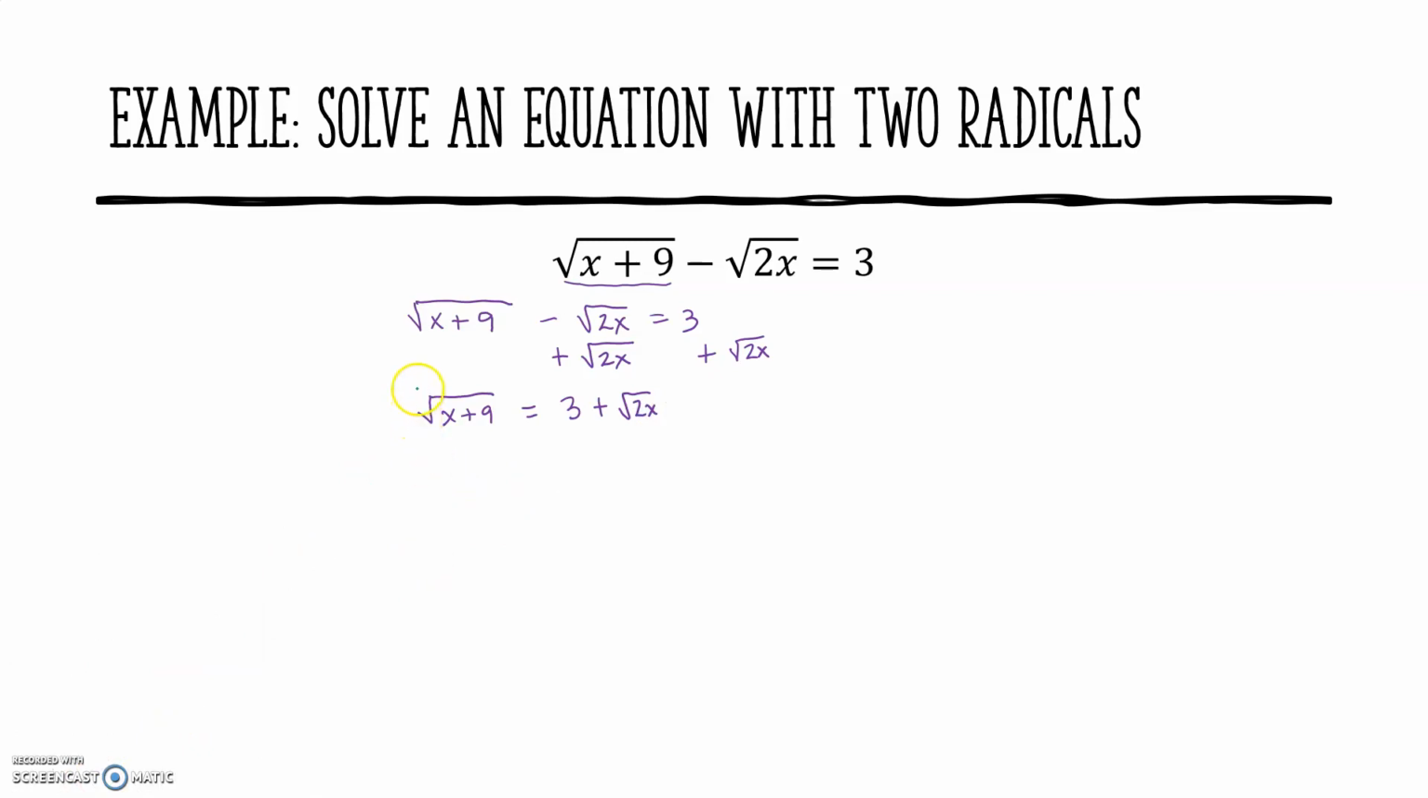Next, I'm going to tear down the house. So I'm going to take this to the second power, and I'm also taking the other side of the equation to the second power. On the left, I've torn down that house, so this side of the equation becomes x plus 9. On the right, I'm going to make a box.